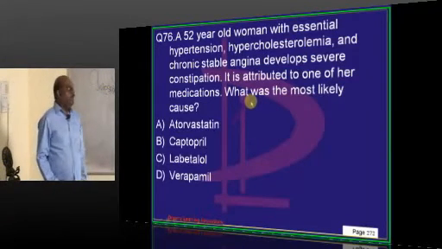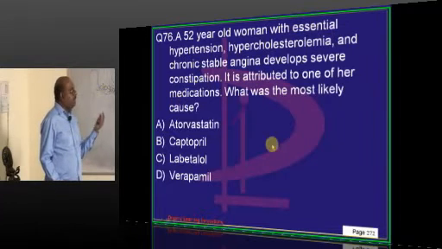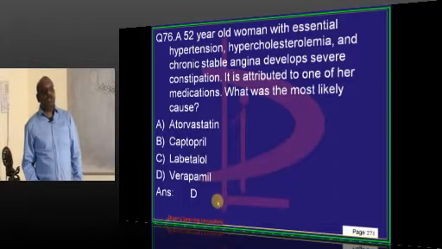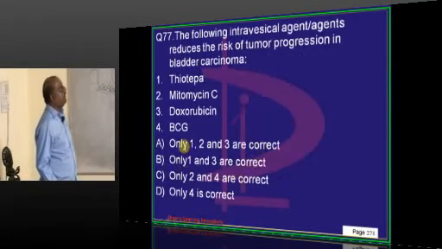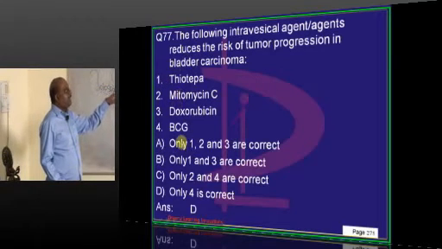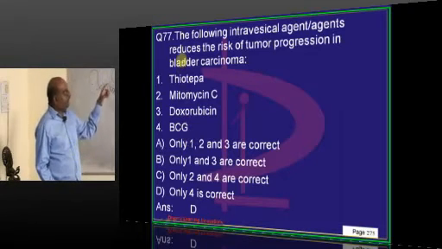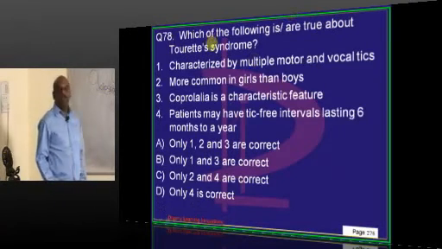Now there is hypertension, hypercholesterolemia, angina, constipation. Then which medication can lead to constipation? Constipation is commonly a side effect of calcium channel blockers, like verapamil, is what you need to remember. Then in bladder carcinoma, it is the intravesical BCG, which will help to reduce the risk of tumor progression is what you need to understand.